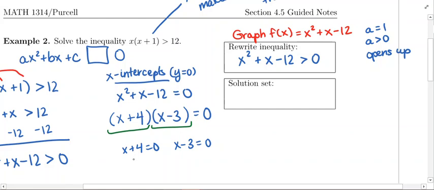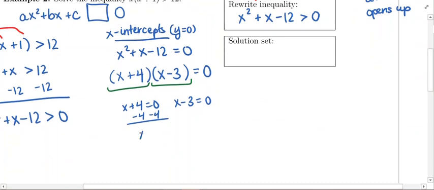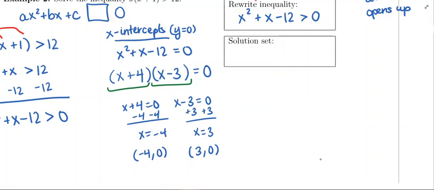The 4 is positive, so we subtract 4 from both sides. We're going to get x is equal to negative 4. And then over here, we're going to add 3 to both sides. We get x equals 3. These are the x-intercepts. You can write them as ordered pairs if you want to. Here, the x value is negative 4, the y value is 0, and for this one, the x value is 3, the y value is 0. So we have two pieces of information to do this rough sketch. The parabola opens up, and we know the x-intercepts.